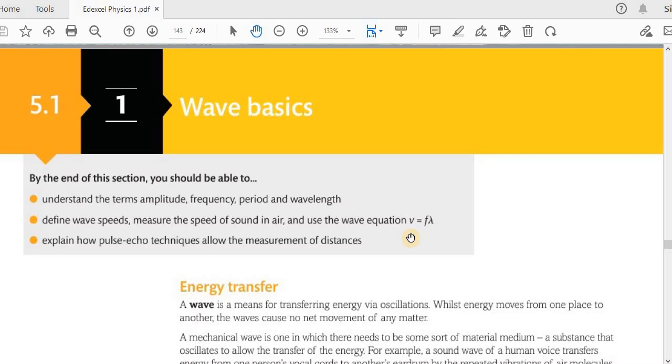I think in the O-level class, IGCSE classes also, you would have learned several methods to find the speed of sound in air, and use the wave equation v equals f lambda. Explain how pulse echo techniques allow the measurement of distances. Echo is the reflection of sound.